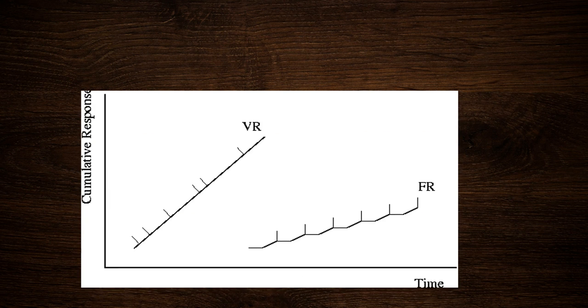Here's an example of a variable ratio cumulative record. Along the x-axis is time, and along the y-axis is cumulative responses. You see that reinforcement is depicted by the diagonal lines above the responding line. You can see the unequal times between reinforcement delivery, that reinforcement is provided after an average number of responses. From here to here is different, and here is different. Responding occurs at a high and steady rate with little post-reinforcement pause.